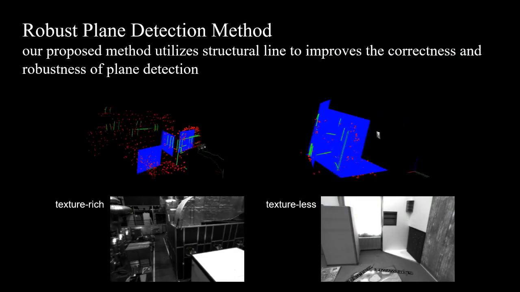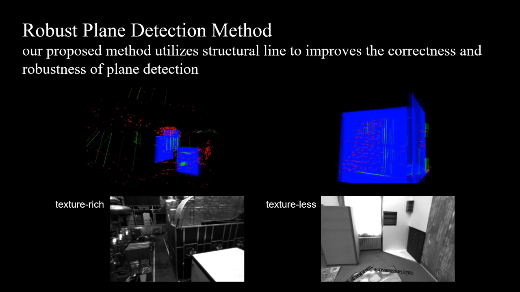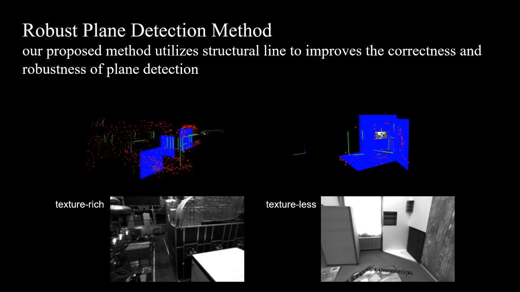After we get the 3D mesh in the scene, we can detect planes from these triangulation patches and spatial lines. Utilizing both triangulation patches and spatial lines to detect planes is more suitable for not only point-rich but also textureless scenes, compared to utilizing only triangular patches or only lines.